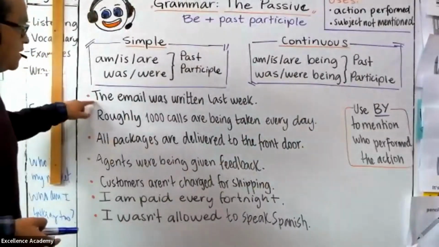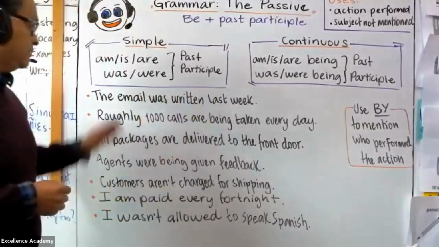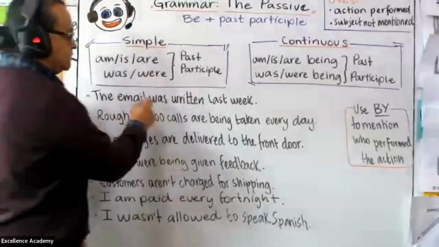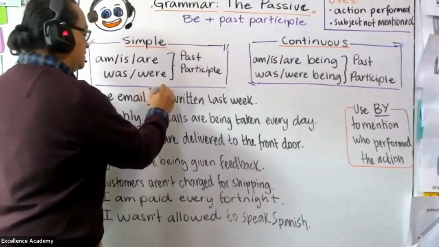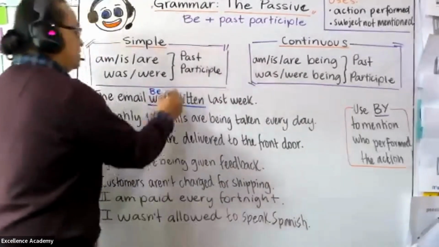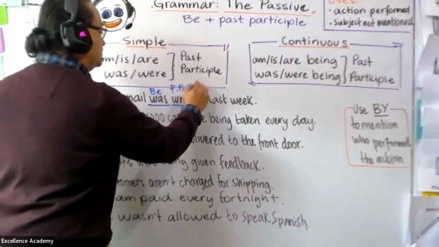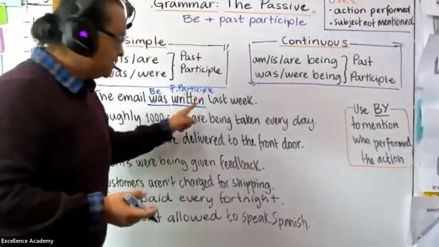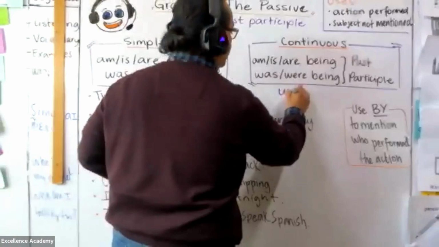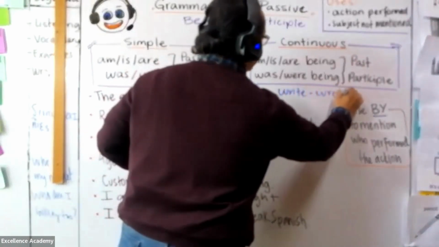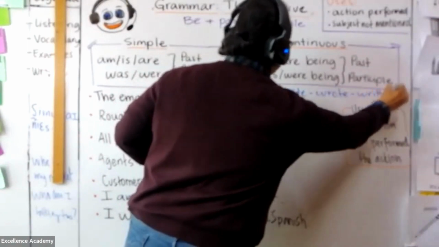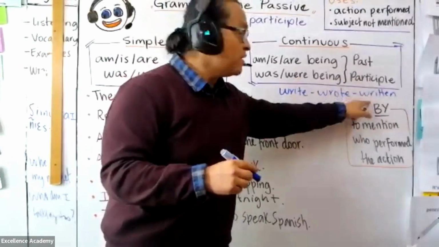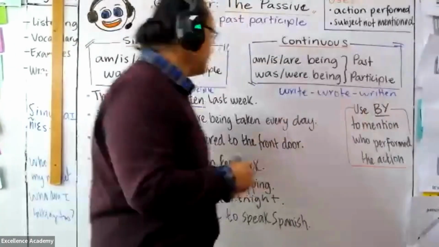So here's an example. The email was written last week. This is the simple form of the past tense. We have the verb be in the past tense, and the past participle of the verb write, because we have write, wrote, written. So you're not going to use the base form. You're not going to use the simple past. You're going to use the participle. So you're going to use this form of the verb. This is the past participle.